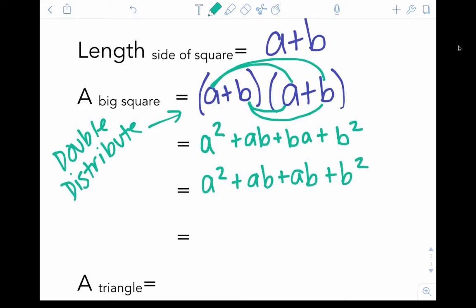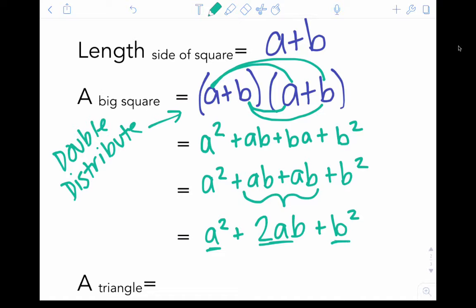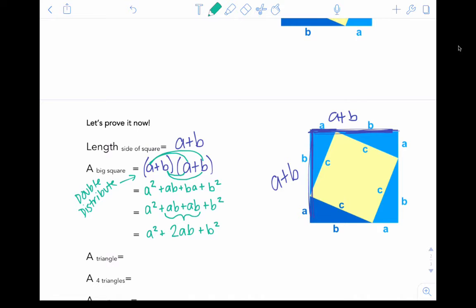Now I notice that I have two terms that are the exact same. If I have two AB's, I have repeated addition, so AB plus AB becomes 2AB. So in this last line, I have A squared plus 2AB plus B squared. Now between my three parts of this, none of them are like terms, so this is all I'm doing on this one. So now I have the area of the big square.